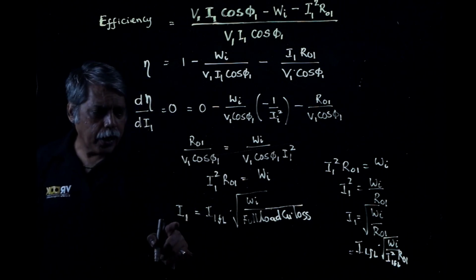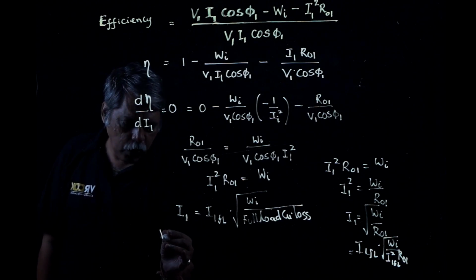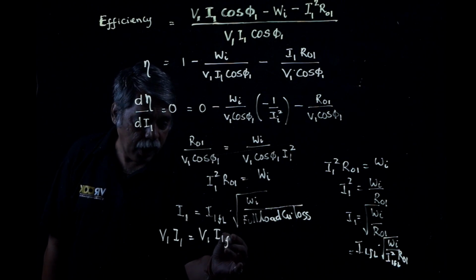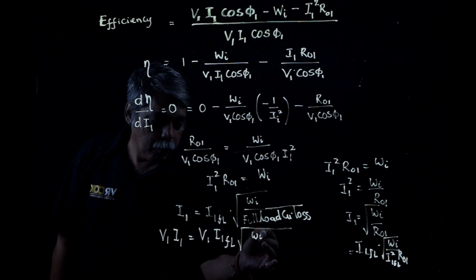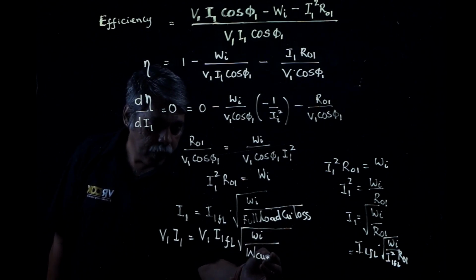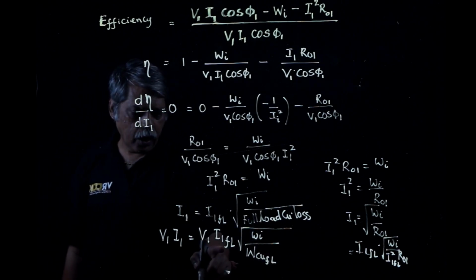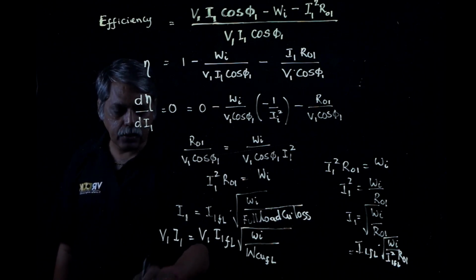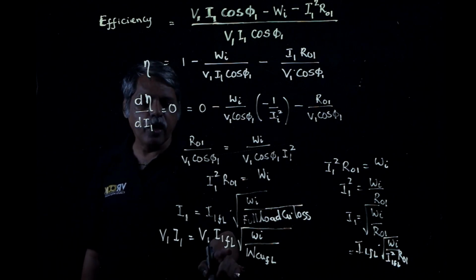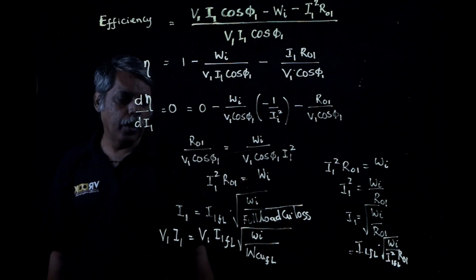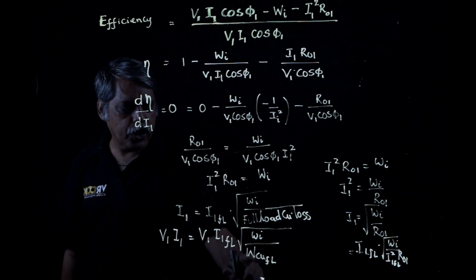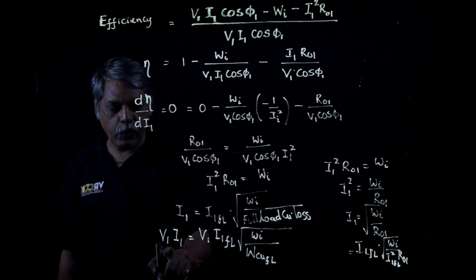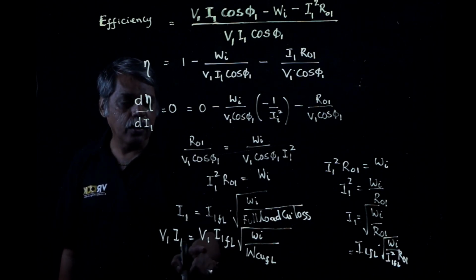Now one more thing, if I multiply both sides of this equation with the terminal voltage V1, I will get V1 I1 is equal to V1 I1 FL multiplied by the square root of the ratio Wi divided by WCU FL, that is the full load copper loss. Now you can see here, in this expression, I have V1 I1. This corresponds to the load in volt amperes, measured from the primary side. And V1 I1 FL will give you the full load rating of the transformer. And of course, the square root of this ratio will give you a constant value. And as I told you, the square root value will be less than 1, so you can see the rating at which the efficiency will be maximum will be lesser than the full load rating of the transformer.